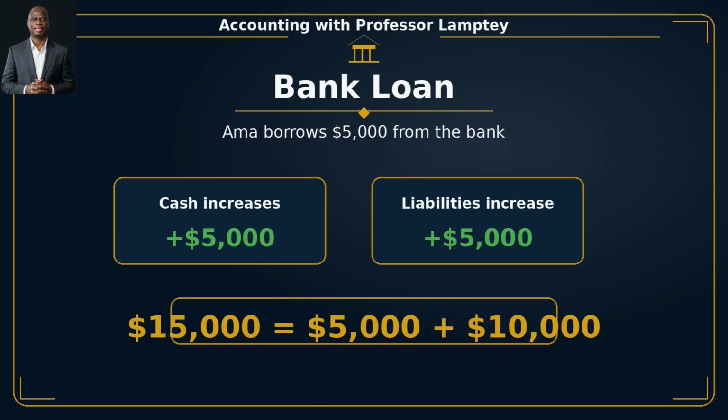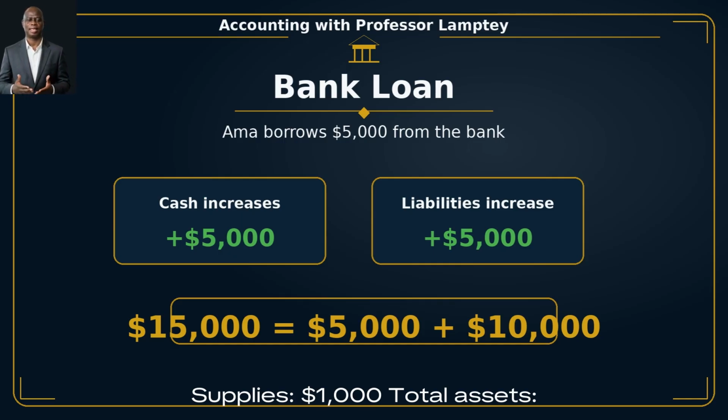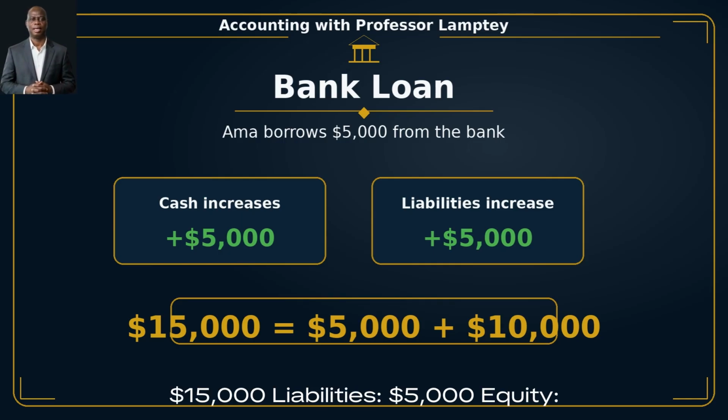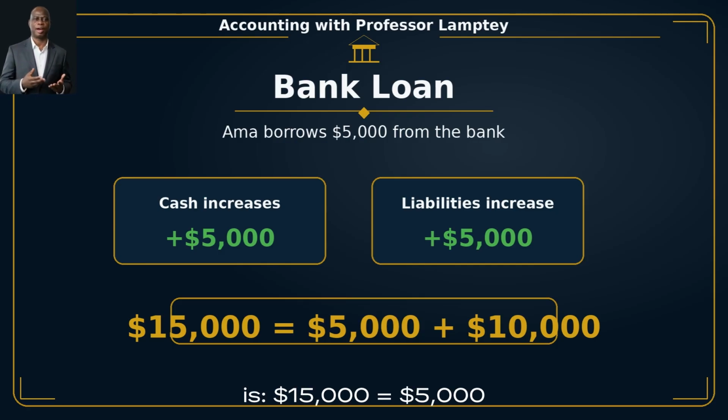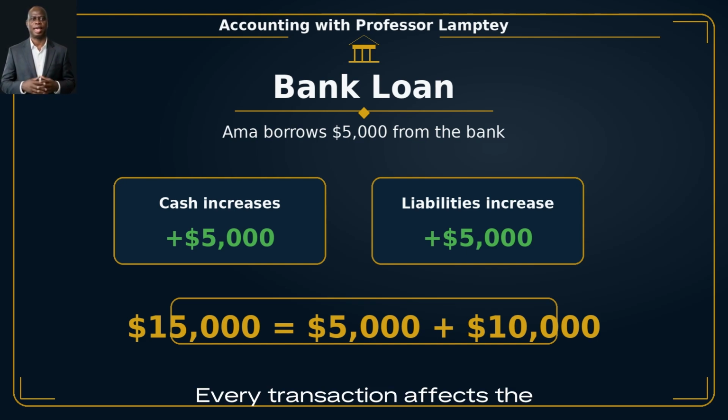Now the business has cash, $10,000, equipment, $4,000, supplies, $1,000, total assets, $15,000, liabilities, $5,000, equity, $10,000. So the equation is $15,000 equals $5,000 plus $10,000, still balanced. This is the power of the accounting equation. Every transaction affects the equation, but the equation must always remain in balance.